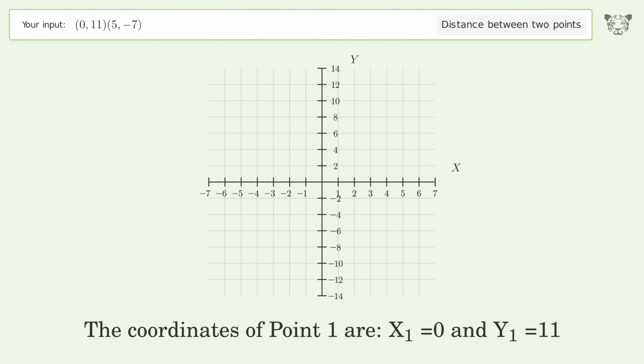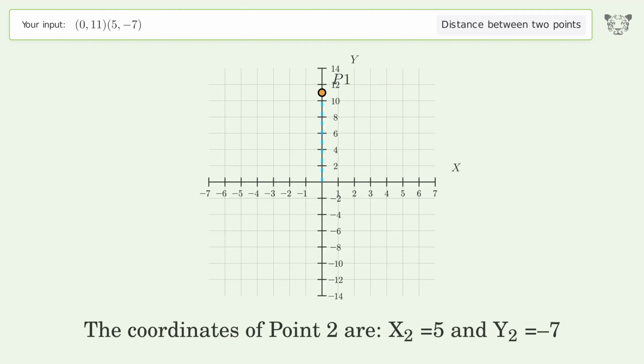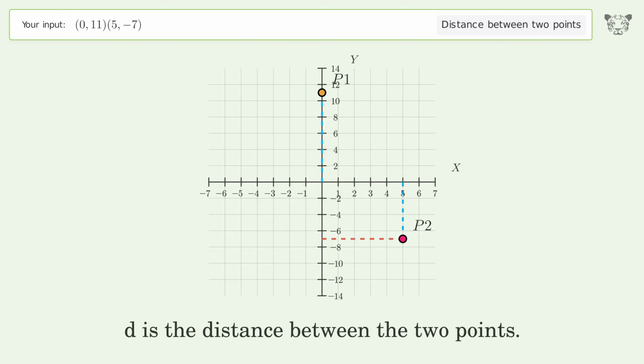The coordinates of point 1 are, x1 equals 0 and y1 equals 11. The coordinates of point 2 are, x2 equals 5 and y2 equals -7. D is the distance between the 2 points.